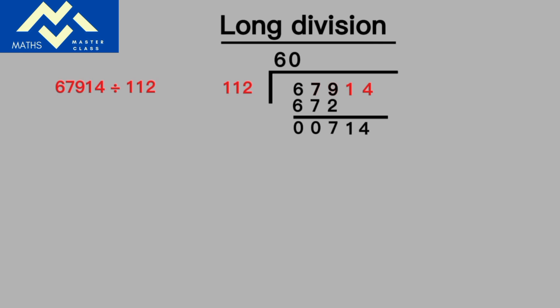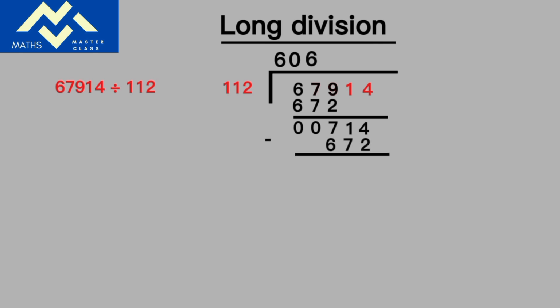Now, how many times can 112 go into 714? 112 times 6 equals 672. 112 times 7 equals 784. Too big. So, 112 fits 6 times into 714. So we write 6 on top and 672 below.